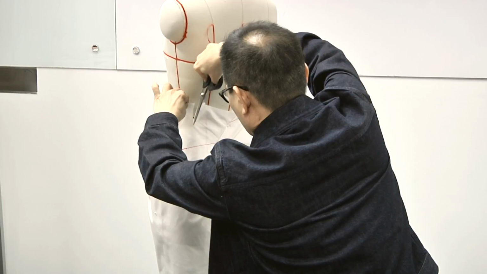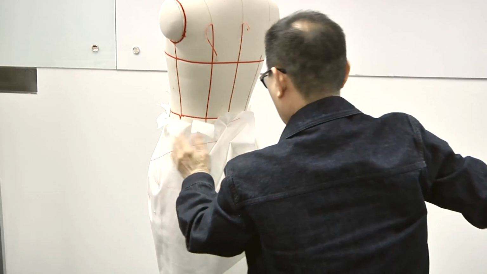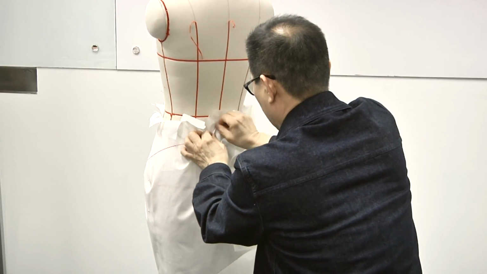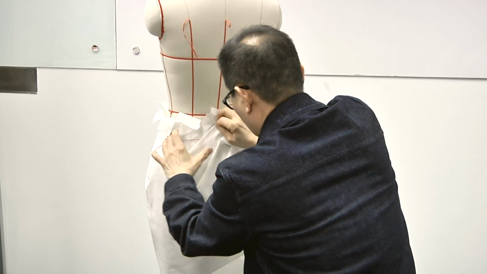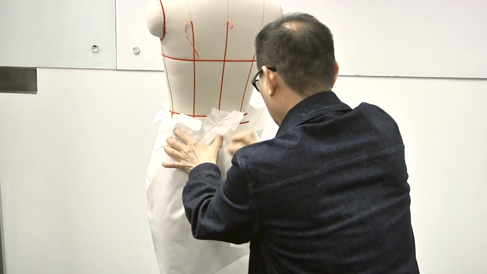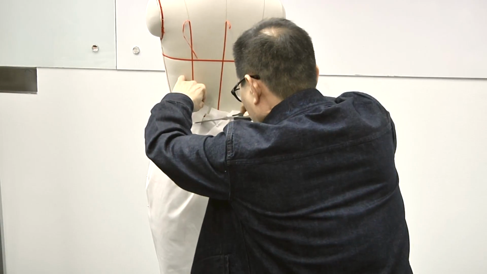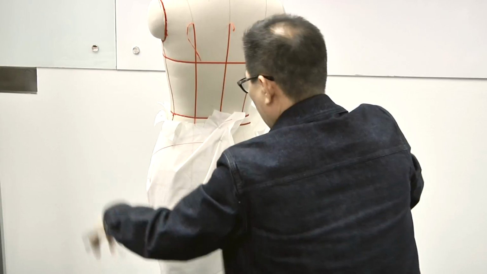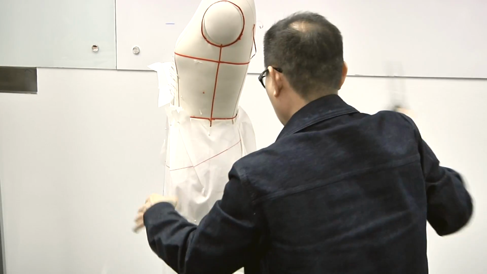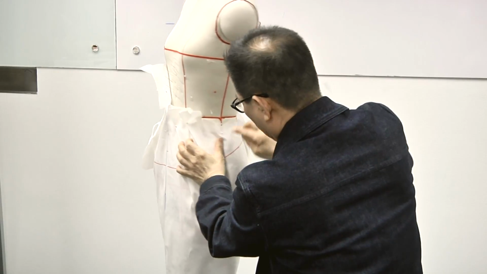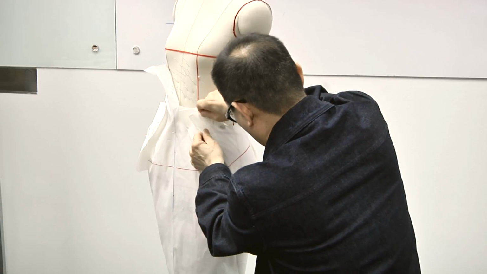I slash all to the waist to make sure that the waist is tight. I don't want any waist that is too loose. And I'm going to cut to 1 cm. I can see that here I have a bit of excess. I'm going to remove it and pin it to the front.